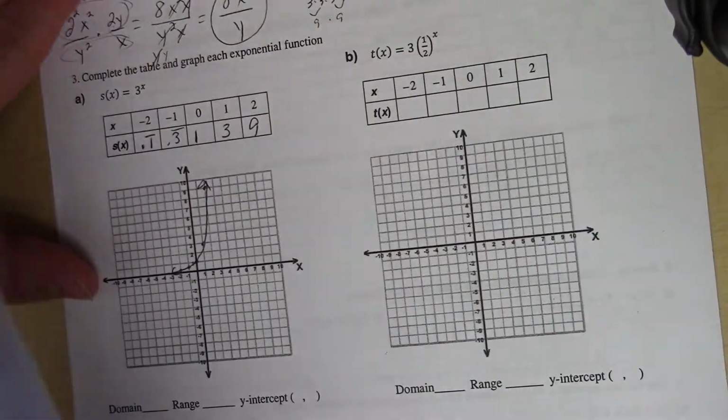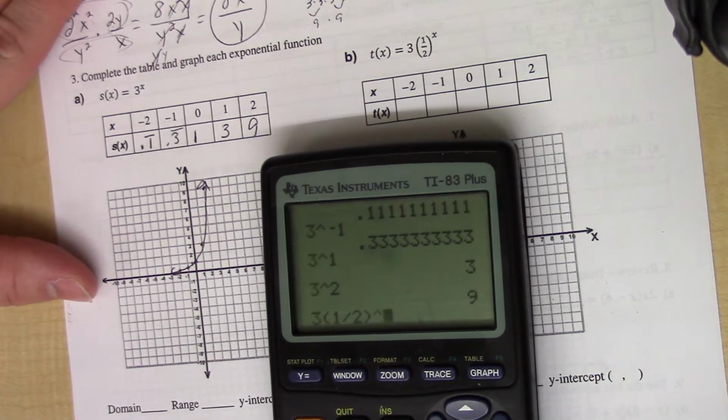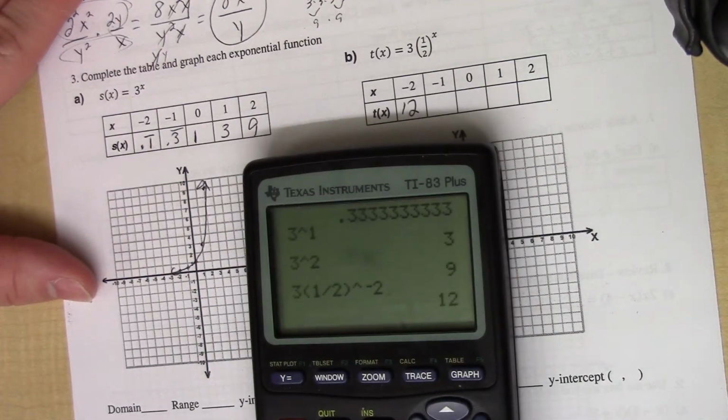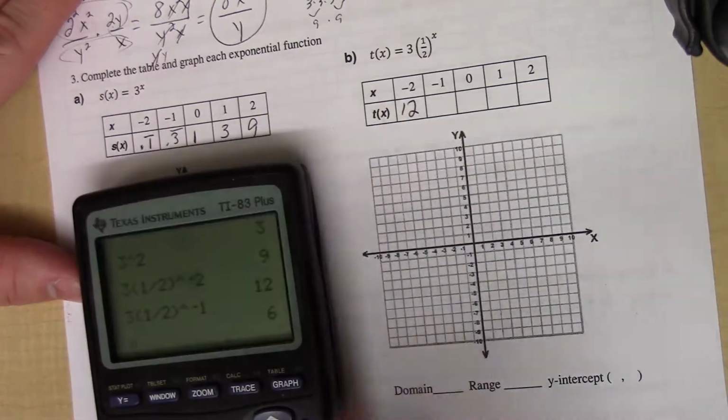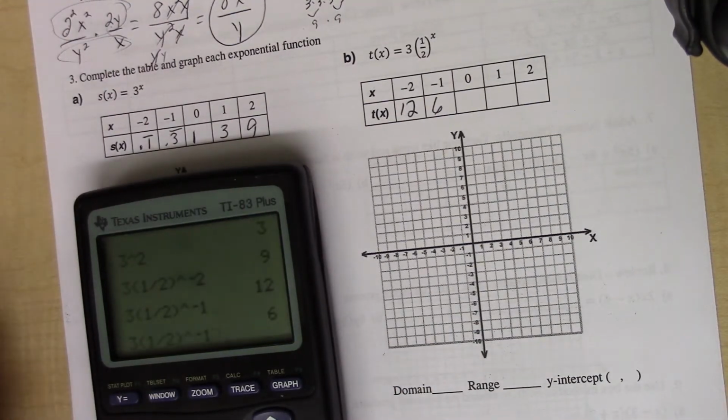So for this, I would literally type it in as I see it. I'm going to go 3 parentheses 1 divided by 2 parentheses to the negative 2 power. And it gives me 12. Okay, so 12 is in there. Okay. 3 parentheses 1 divided by 2 to the negative 1st power. And it gives me 6. Okay, so 6. I'm going to keep going. I'm just going to press second enter. If I press second enter, it comes up again.